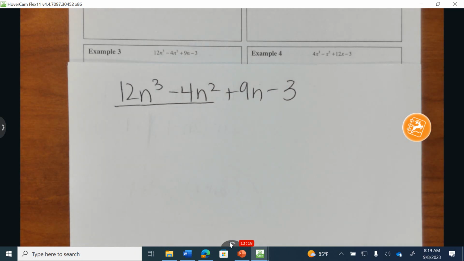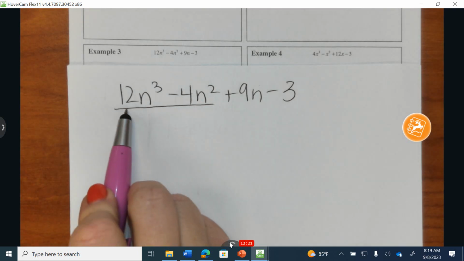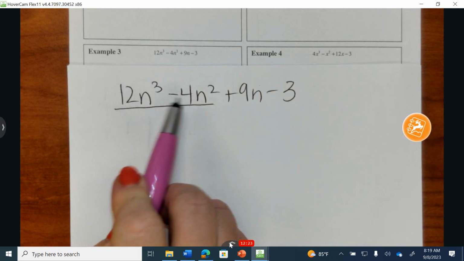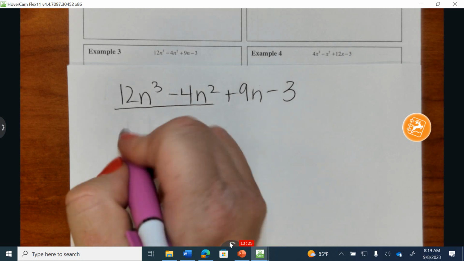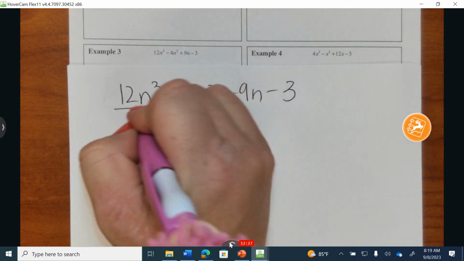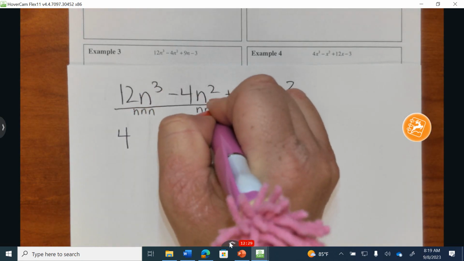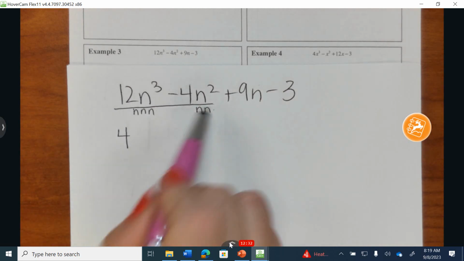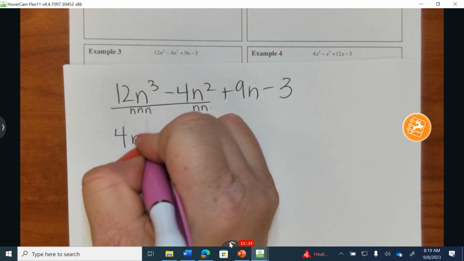And then we're only going to worry about the value. What's the largest number you can factor out of 12 and also out of 4? 4. There's 3 n's here and there's 2 n's over here. What's the most you can take out of both? You take 4 out.